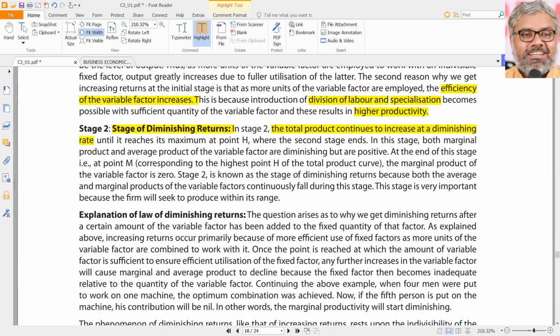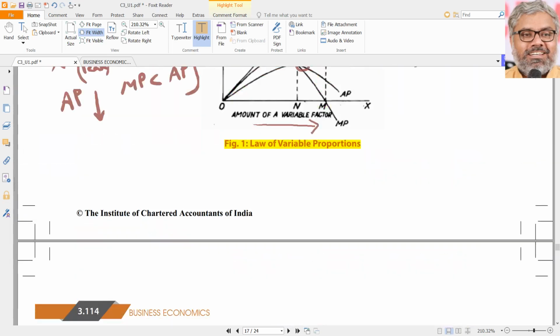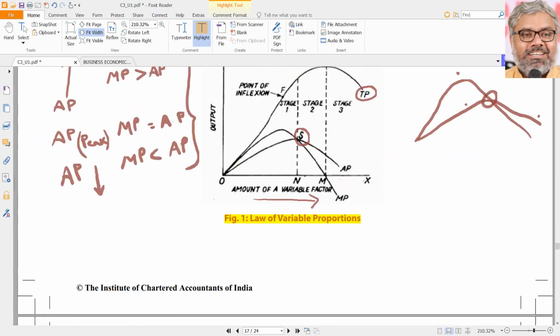Okay. In this stage, stage 2, what happens? Both of them we observed in the graph already. Both marginal product and average product of the variable factor are diminishing, but still both are positive. Both are positive in this stage 2. And we also know the average product of the variable input is higher than the marginal product.